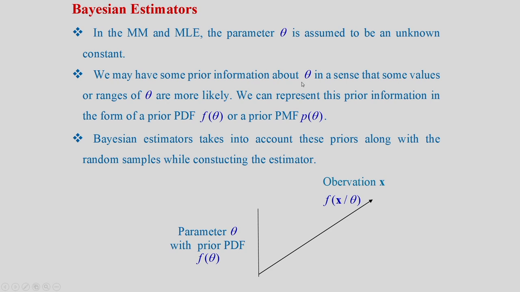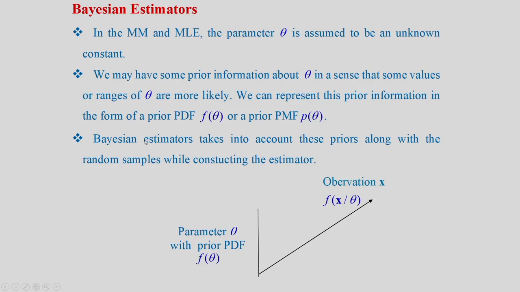So, this is important. Whatever prior information about theta is available, that is expressed in the form of a PDF or a PMF. Bayesian estimators take into account these priors along with the random samples while constructing the estimator. That is an important aspect. Now, we will use the random data as well as the prior f theta or p theta. That way parameter theta is now random and it has a prior PDF f theta, and data is generated according to this model f of x given theta. Suppose here theta is a random variable, and for a given theta we will have this f of x given theta, which will generate the observed data.